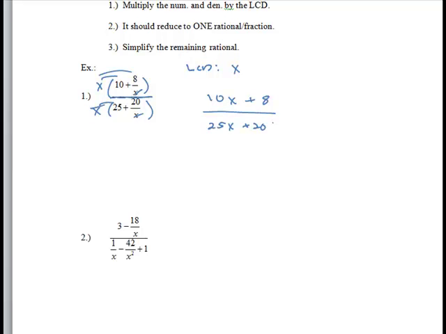So we no longer have a complex fraction, but we still have a fraction, so we always need to make sure it's simplified or reduced. So the numerator we can factor out of 2, we're left with 5x plus 4. The denominator, factor out of 5, we're left with 5x plus 4. So obviously the 5x plus 4's cancel out, so that entire problem reduces to 2/5.